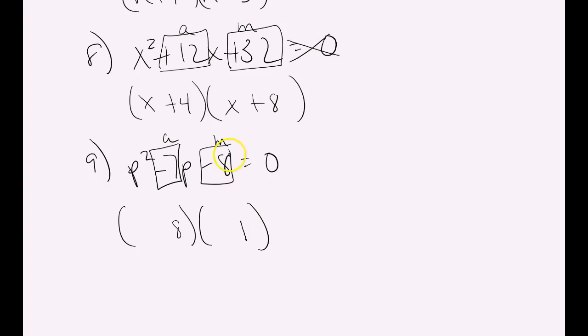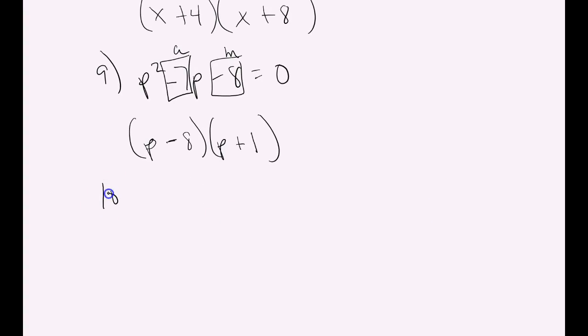Now, which one is negative? Well, if I need a negative 7 in the middle, that one needs to be negative, and that one needs to be positive. There we go. All right, number 10. x squared minus 3x minus 18.